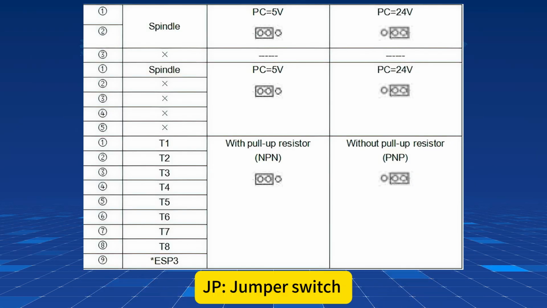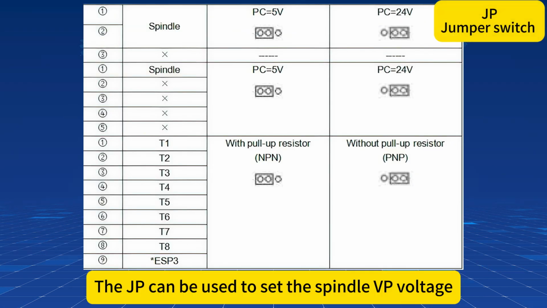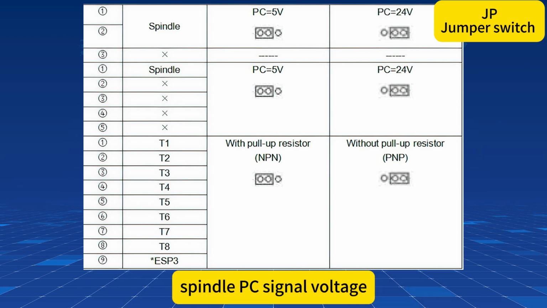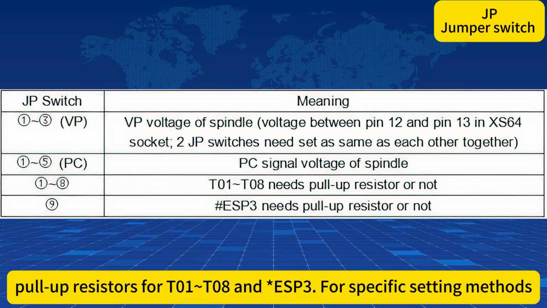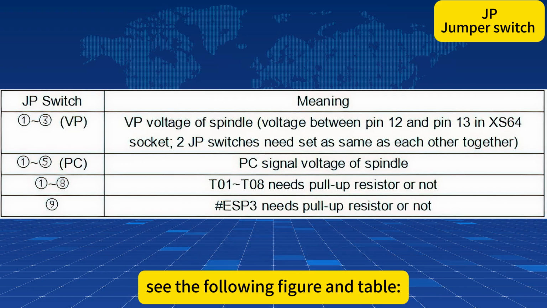JP jumper switch. The JP can be used to set the spindle VP voltage, spindle PC signal voltage, pull-up resistors for T01 to T08, and ESP3 point. For specific setting methods, see the following figure and table.